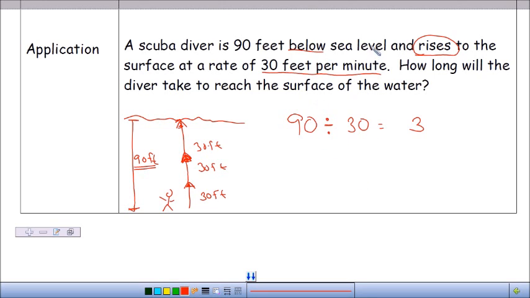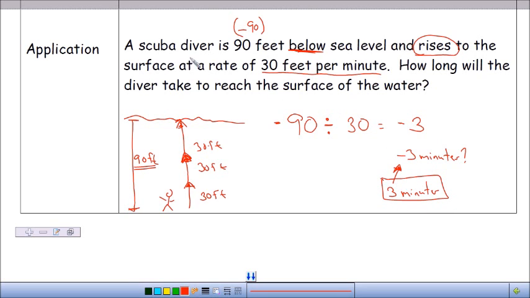Now here it says below the sea level, right? That's negative 90. This number is a negative 90 because it's below the sea level. Okay, now it takes 30 feet per minute. So he's going to be rising 30 feet per minute. Okay, so that's going to be a positive 30. So that means that my answer is going to be negative. Now this says negative 3 minutes. Does that make sense? Doesn't really make sense. So because minutes, time, cannot be negative, we drop off that negative symbol. And my answer is just 3 minutes.